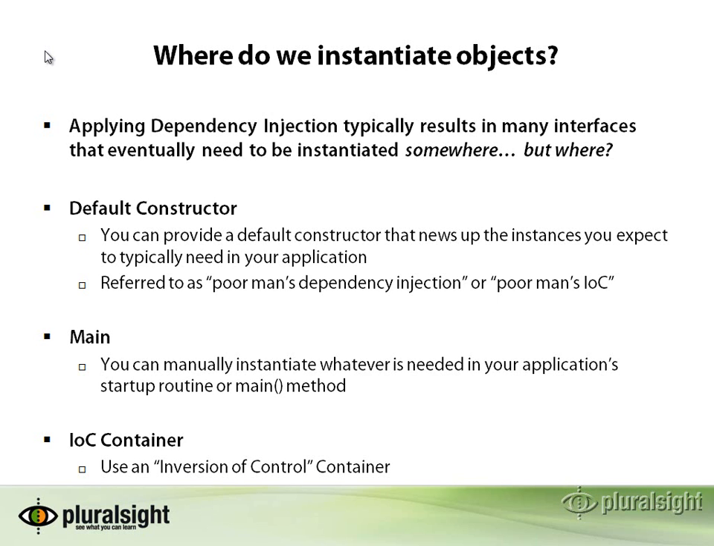The other option is to manually instantiate everything in your application startup routine or main method. In a web app, this could be an application start in the global ASAX. And another option is to use an IOC container, which does the same thing, typically in the main or startup method, but it has a bunch of features that it supports so that you can wire these things up in an intelligent fashion and go to one place and see how your object graph is going to be set up for your application.